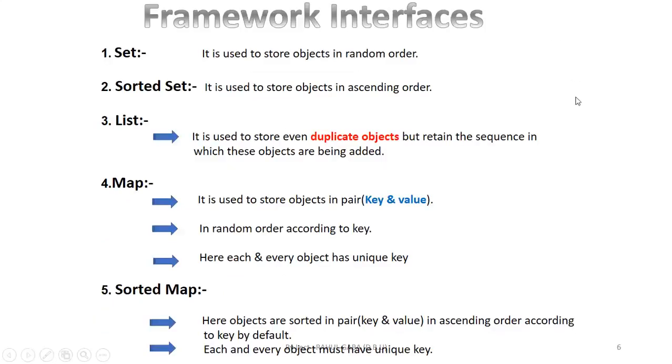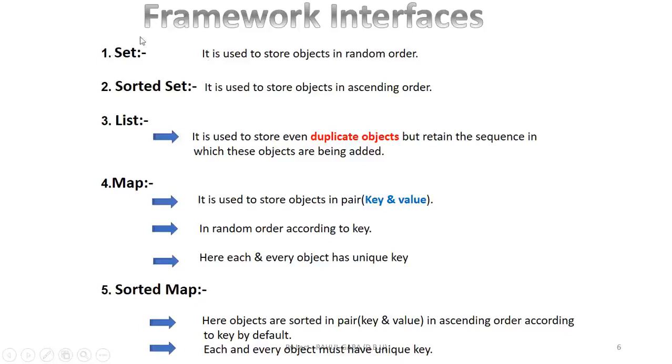So there are a number of interfaces available in the collection framework. In this slide we will discuss each and every collection and differentiate between them. First of all, what is set? It is used to store objects in random order. It means there are two properties of set. First property, it maintains uniqueness. Second property, it stores the objects in random order, not in sequential order. These are the two properties of set. But if I talk about sorted set, it is used to store objects in ascending order, right?